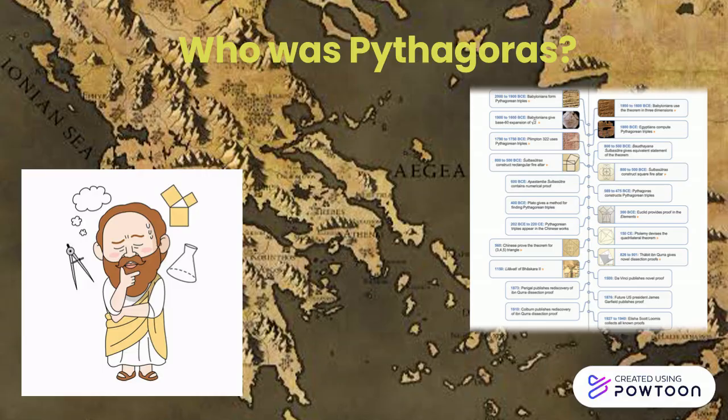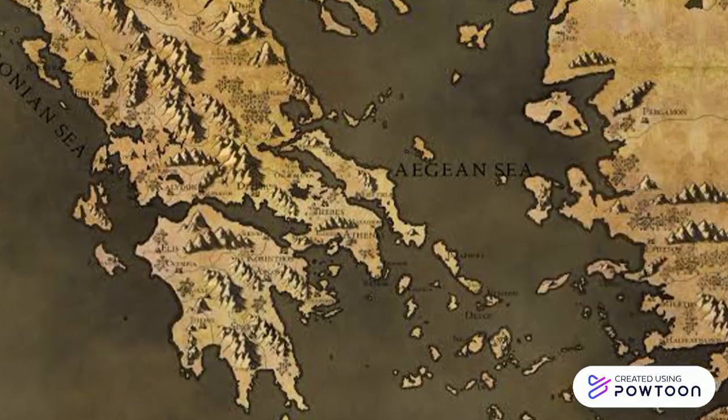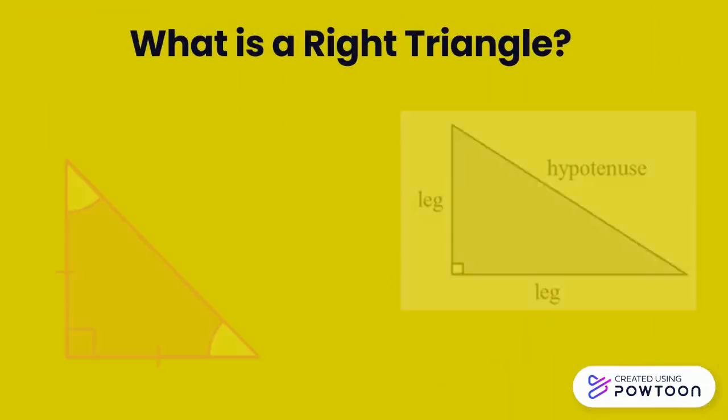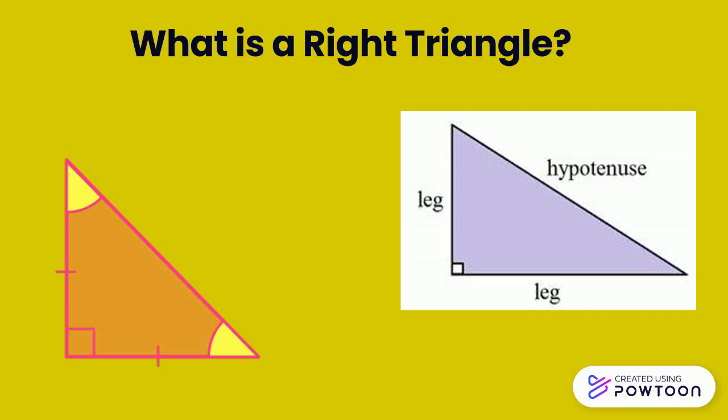Now that we know a little bit about Pythagoras, let's look at the theorem that made him famous and learn how to use it. But before we do that, we need to learn how to identify a right triangle. The side opposite of the 90-degree angle in a right triangle is always the hypotenuse, and it is always the longest side. The other two sides of the triangle are called legs.